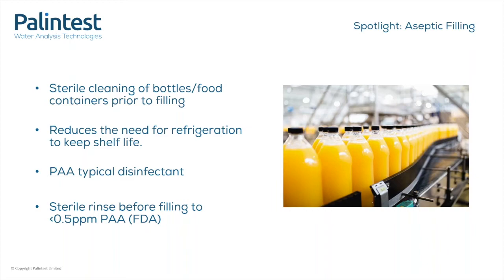This is a classic PAA application, not least because chlorine has the reputation of making polymers brittle. Also, the volatility of PAA is a virtue, as the final step before filling the bottles is a sterile rinse to get the PAA level down below 0.5 ppm. This is an FDA limit.